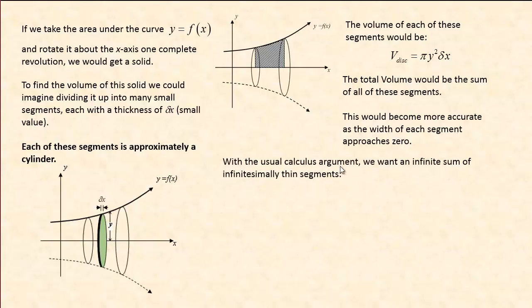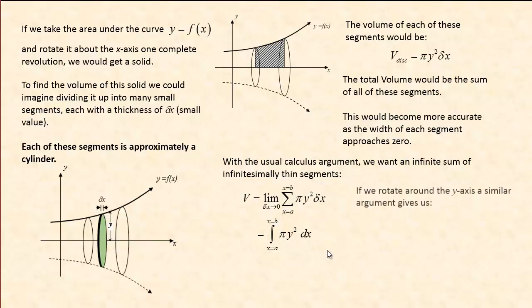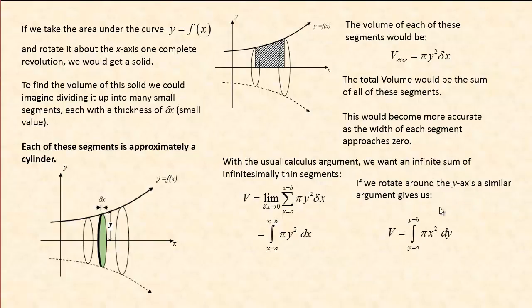With the usual calculus argument, we want an infinite sum of infinitesimally thin segments. So the volume would be the limit as delta x tends to 0 between a and b of pi y squared delta x, and that's the integral from x is a to x is b of pi y squared dx. Remember, pi is a constant, so you can slide it outside of this integral. If we rotate around the y-axis, a similar argument gives us that the volume is the integral from y is a to y is b of pi x squared dy.